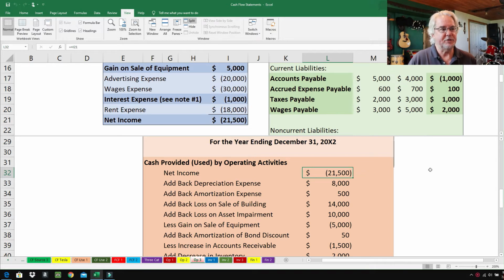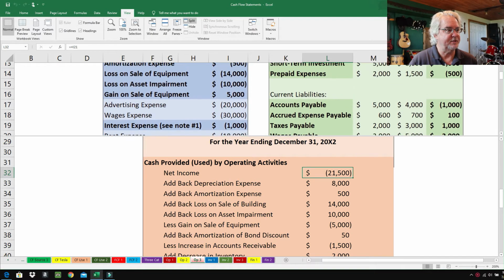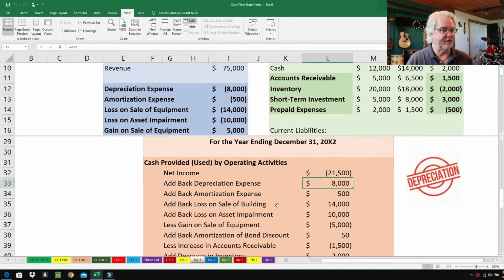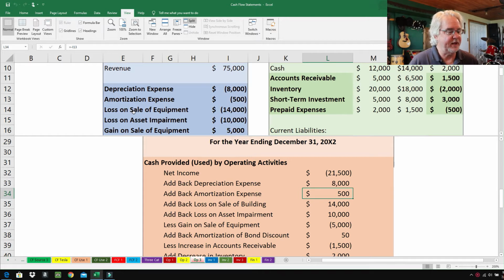Now, the next thing that we do is we add back very typical non-cash expenses, like depreciation expense right off the income statement. There we go. Add back depreciation expense, $8,000. And then add back amortization expense of $500. And same thing with the losses and expenses. They're kind of like cousins, and so you add them back too. So loss on sale of equipment, add it back. And same thing with loss on asset impairment, we'll add it back.